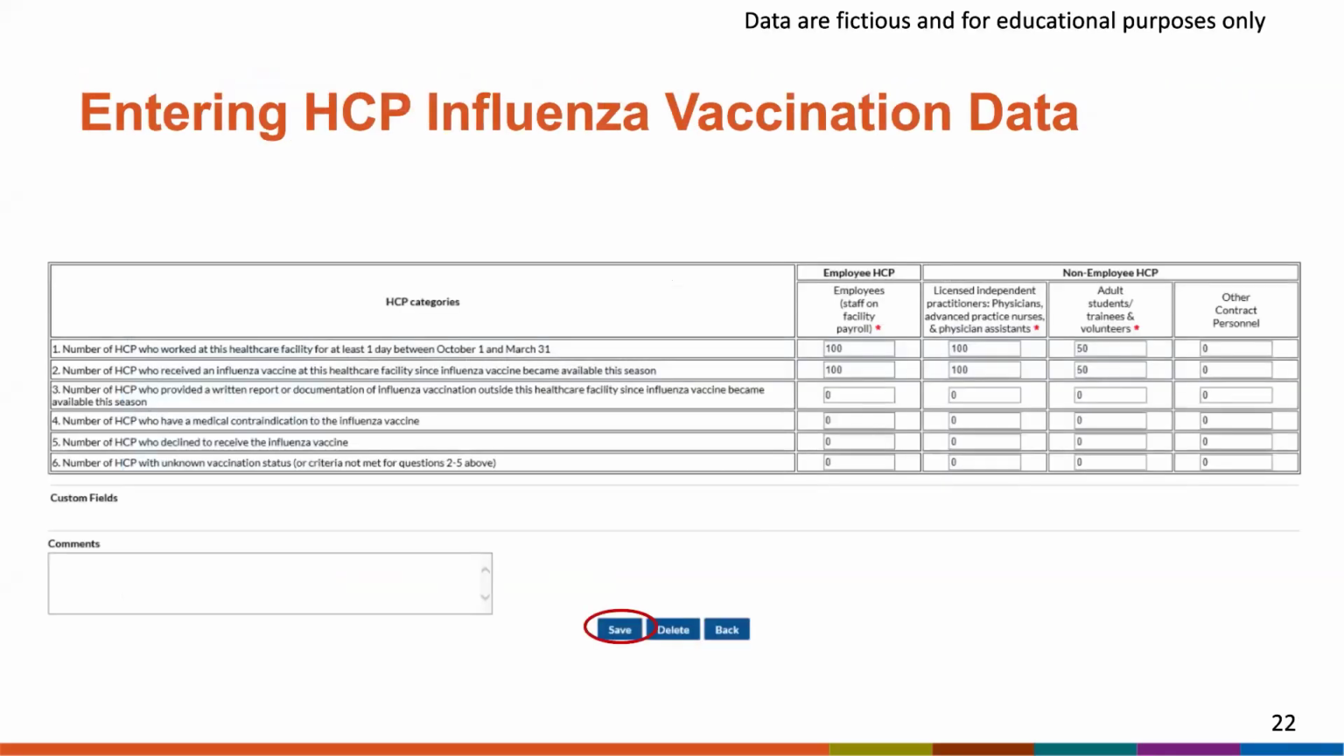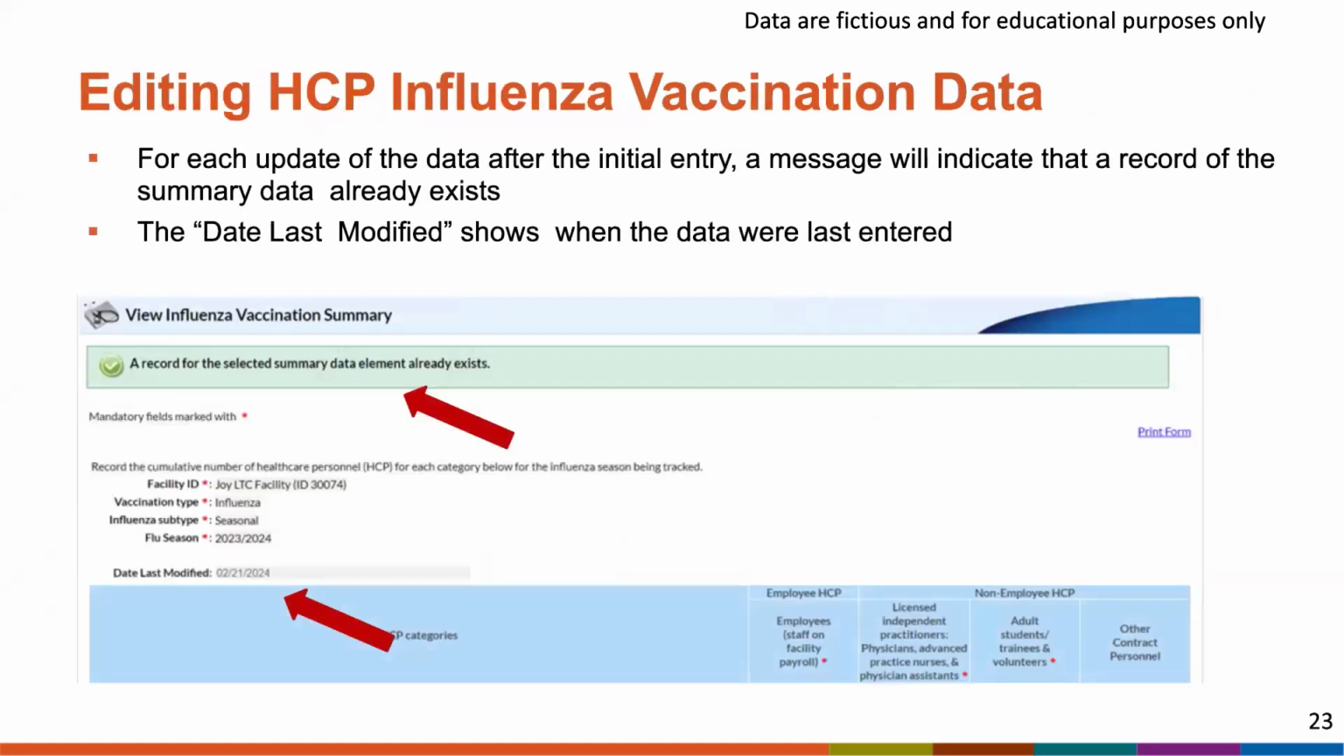Once you have completed data entry, save the data by clicking the Save button at the bottom of the screen. For each update of the influenza vaccination summary data after the initial entry, you will see a message at the top of the screen indicating that a record of the summary data already exists. The date last modified shows when data were last entered and saved.